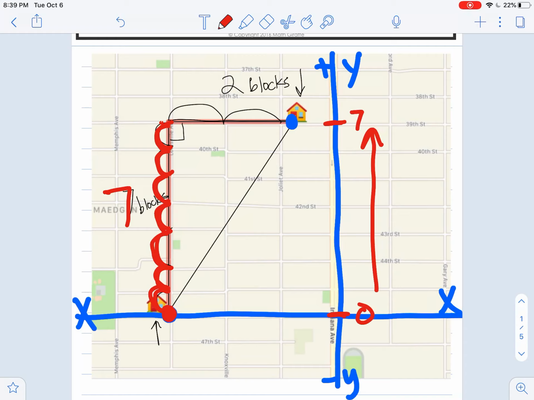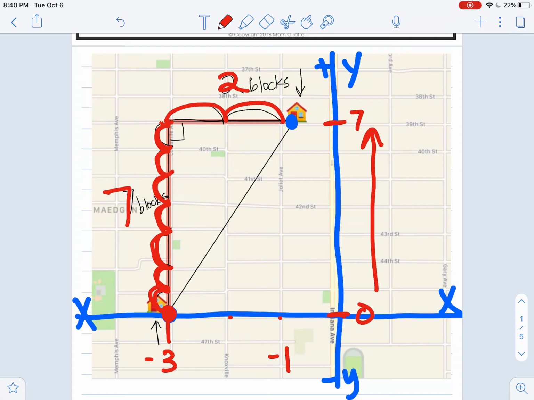Then it's talking about the change in x. So we're going to come over here and look at this change in x. So I started on my x. Let's say this is 1, 2, 3. This is -3 on my x. Then I'm going over to my house. 1, 2. So I went 2 blocks to the right. So let's call that like -1. And that's going to be my change in my x.